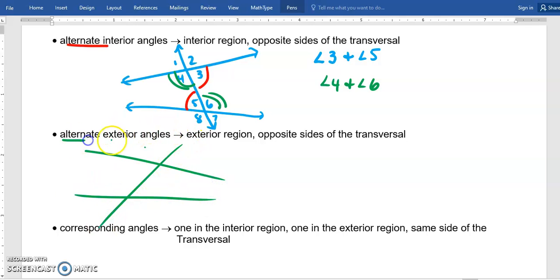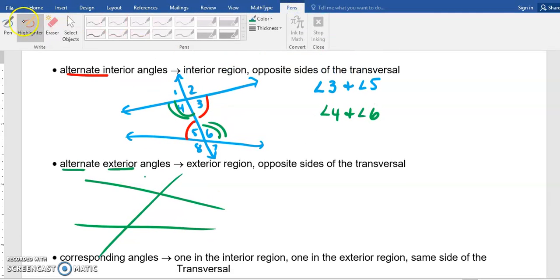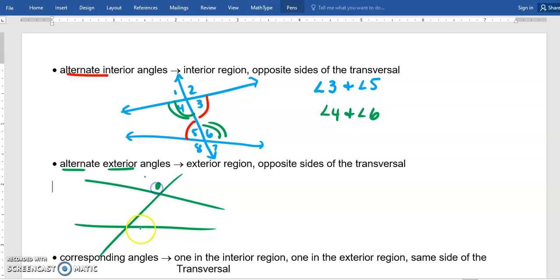Okay, alternate exterior. Alternate, well, that's interior, that's not what I meant to do. So this, now I gotta go back to my pen. This is exterior and this is exterior. They are one on each side of the transversal and they are outside of the two lines. Okay, so alternate sides of the transversal, outside of the two lines. Your two lines could kind of be like this direction. Okay, so then this is your transversal, alternate exteriors. There's an example of alternate exterior angles.